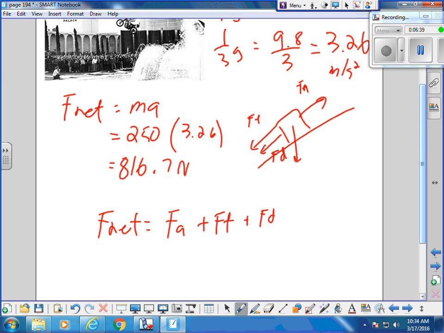Remember, the weight force and FD are the same thing, right? FD is the part that goes down, right? We can figure that out pretty quick.